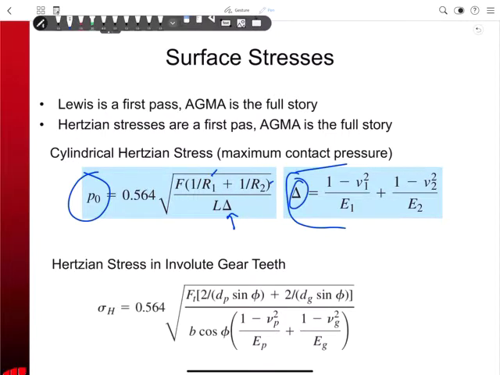So anyway, we're going to call this delta, right? But when we do it with gear teeth, we can't really say that the gear teeth are cylinders, so they don't really have a radius per se. So we've got to do a bunch of crazy geometry here, some crazy geometry there, some crazy geometry here, and so B is analogous to L. That's the only simple thing about this whole thing.